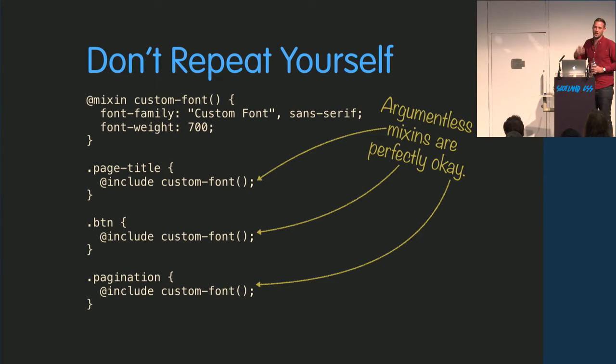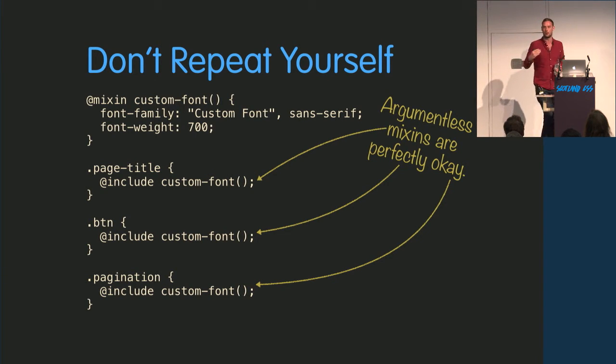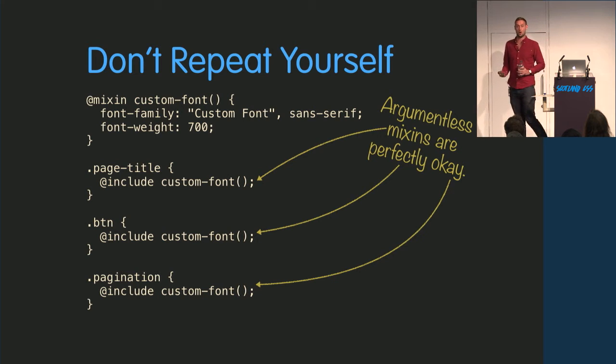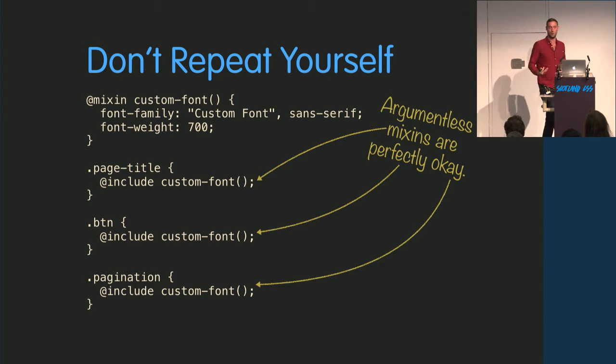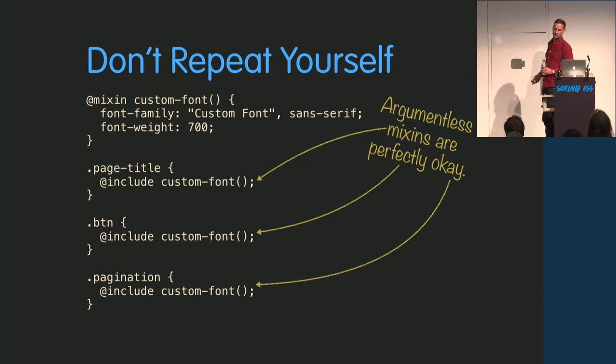A lot of people claim that argumentless mix-ins are bad because they return the exact same CSS every time without any variance, therefore it's just repeating code. It's the opposite of dry. Completely not the case. Dry isn't about avoiding repetition in compiled code, it's about avoiding repetition in source, right? We don't want to repeat ourselves or risk sort of disparity and inconsistency.